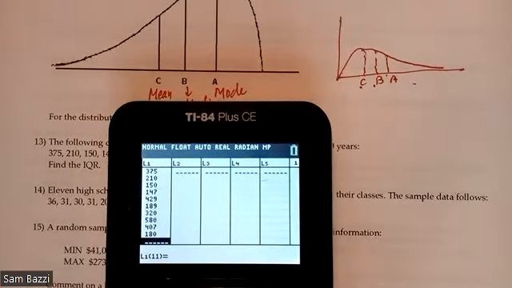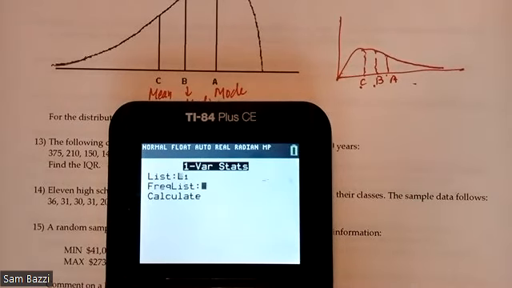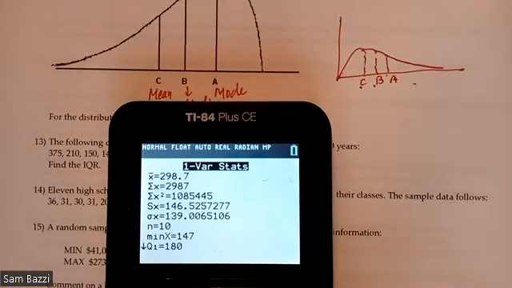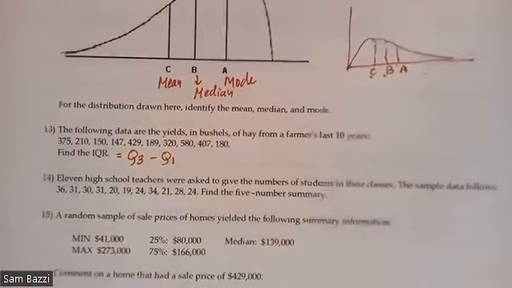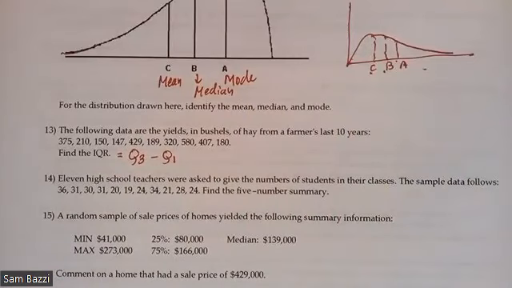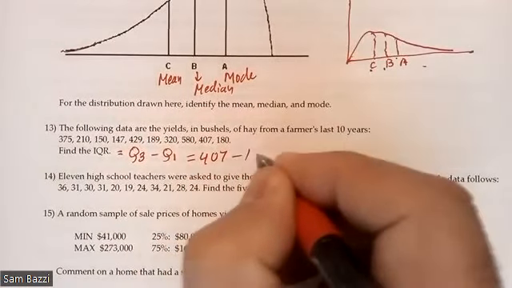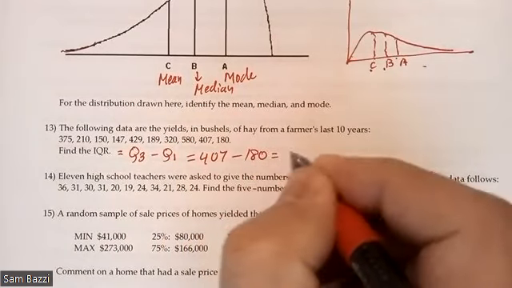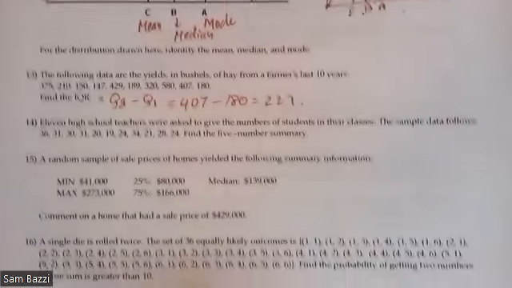So you just go to stat, calc, one variable statistics. We need a Q3 minus Q1. Q1 is 180 and Q3 is 407. So it is 407 minus 180 will be 227, and that's the answer.